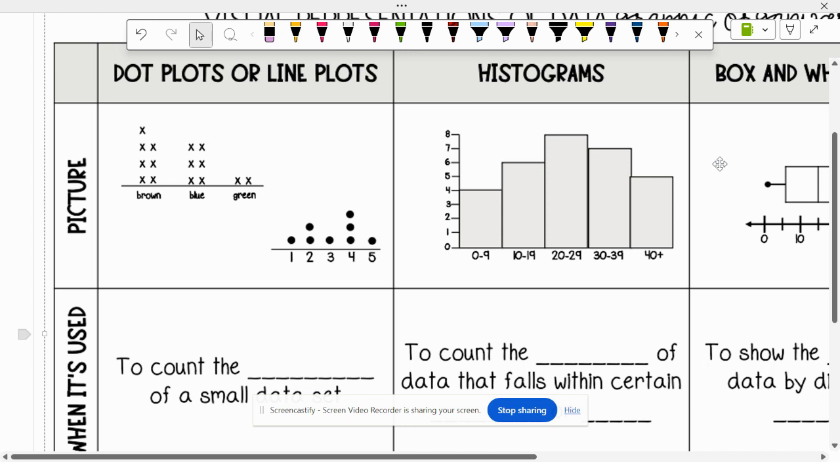Okay, so the first type of visual representation that we're going to look at is a dot plot or a line plot. All that this dot plot or line plot does is tell you the frequency of a specific choice. Like if you're comparing how many people choose chocolate, vanilla, or strawberry ice cream, you would make your columns chocolate, vanilla, strawberry, and then you just use tally marks or dots, okay?